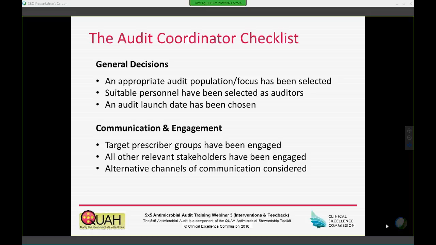Then under the communication and engagement section of the checklist, we would expect that target prescriber groups will have been engaged, again, prior to that audit launch date. So all prescribers whose patients may be audited should be aware of the audit and have opportunities to ask questions or voice their concerns. We also expect you to have engaged your other relevant stakeholders across the hospital and to have considered other channels of communication. So you might want to, for example, put some posters up on the ward or perhaps put some information in something like a local staff newsletter.